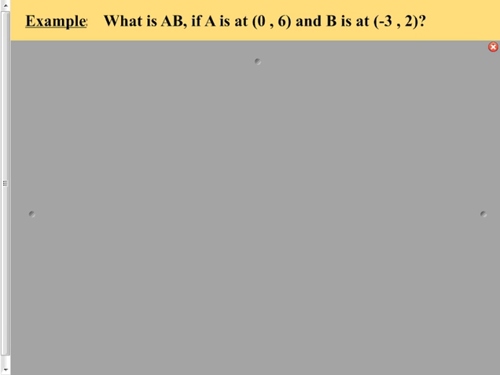These will be the ones we will go over in class together. Copy down: what is the length from A to B if A is at (0, 6) and B is at (-3, 2)? Copy it down, and if you feel confident, go ahead and give it a try. We'll work over it in class. That way you'll be able to see if you got it right or not. Go ahead and press pause, finish writing down the problem, and then press play when you're ready to see the next example.